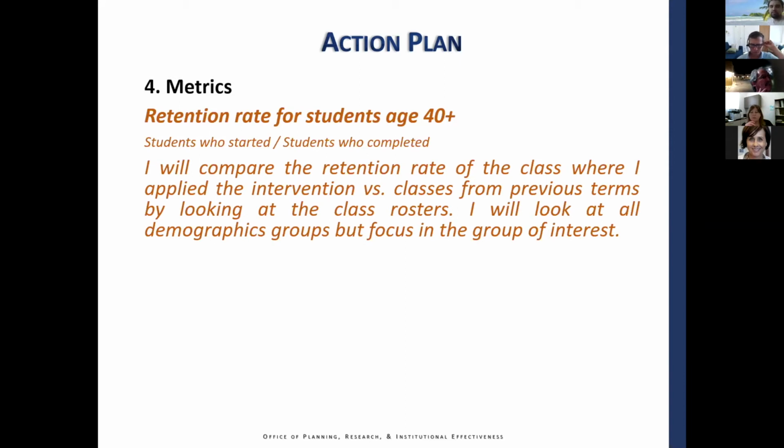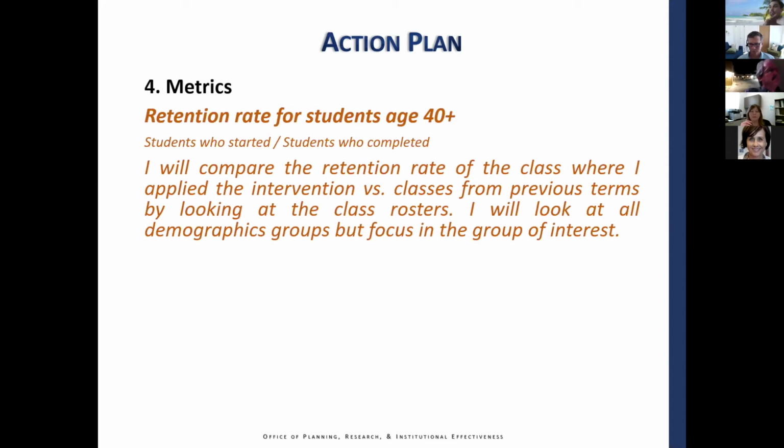So what I'm gonna do is compare the retention rates of the class where I apply the intervention versus classes from previous terms by looking at the class rosters. And I'm gonna look at all the demographics, but I'm gonna focus on the group that I previously identified.